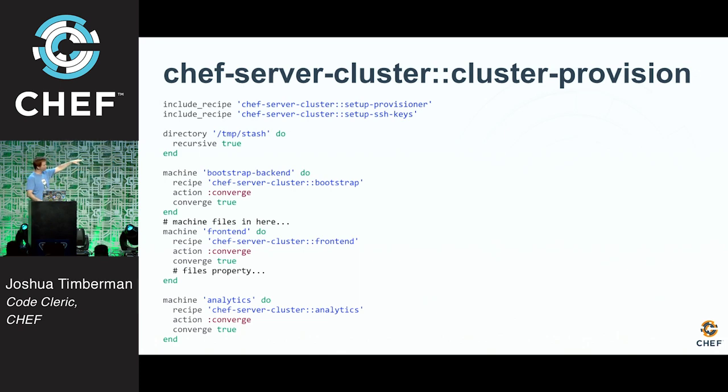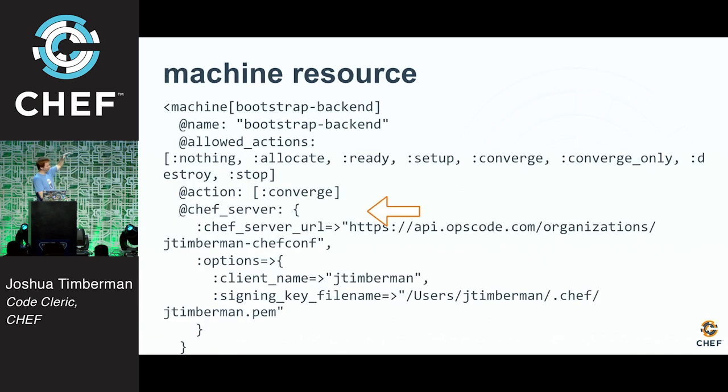So these machine resources end up with a bunch of internal state. If we look at this in Chef Shell, I open up the Bootstrap backend resource, and we can see action converge there, but then it also picks up from my configuration the Chef server. So you can see I've got a hosted Chef URI there, and some options of what it's going to authenticate to that server, and that's going to be used when that instance comes up and converges with Chef, it's going to use that Chef server configuration.